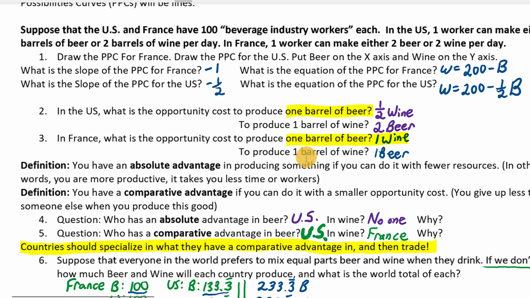The United States is not going to be willing to pay more than 2 barrels of beer per barrel of wine, whereas in France, they're not going to be willing to pay more than 1 barrel of wine per barrel of beer. Any range in between those two is going to work.